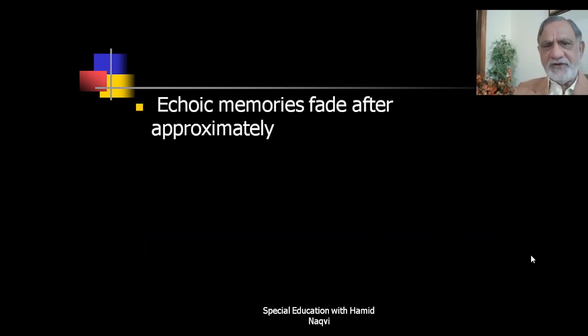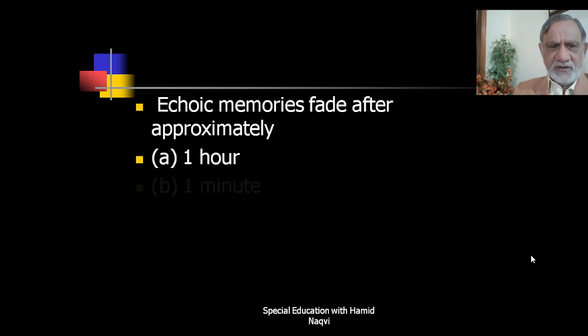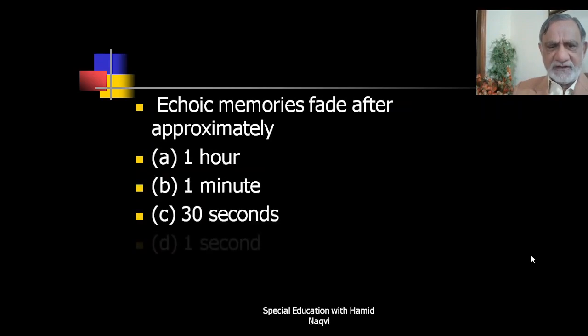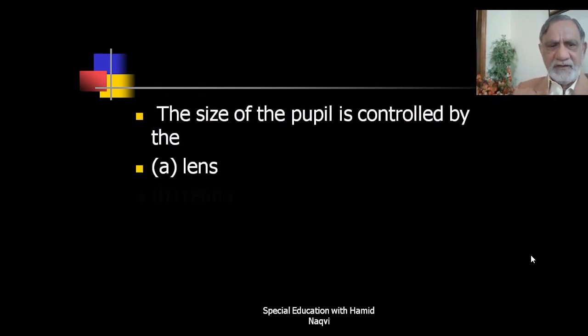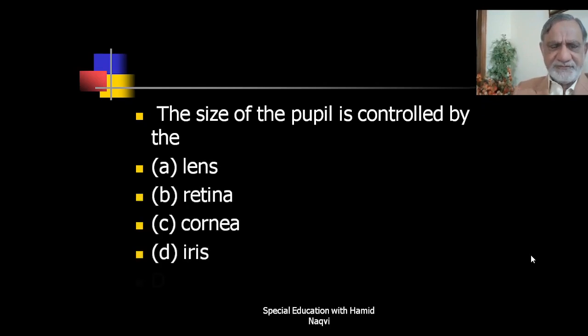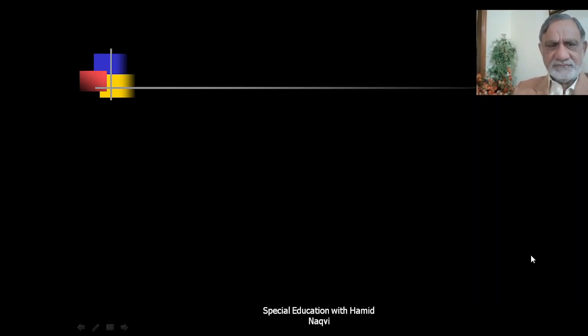Echoic memories fade after approximately 1 hour, 1 minute, 30 seconds, or 1 second. The correct one is the last one, that is 1 second. The size of the pupil is controlled by lens, retina, cornea, or iris. The correct one is D.